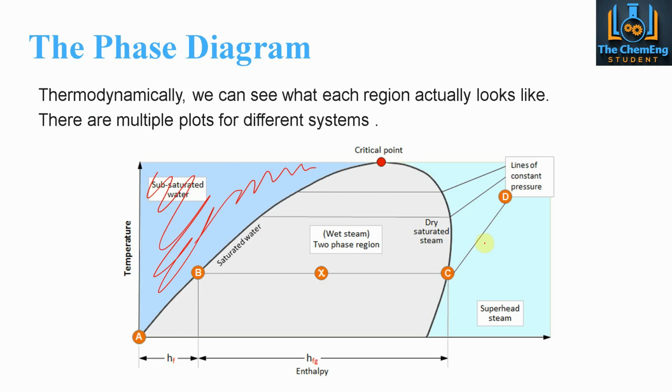Anything to the right of the saturation line is saturated vapour. So anything here, there is no liquid within the system. It is all 100% vapour. Now we do have what's called the subsaturated and the superheated regions as well. So that just means that we can take this a step further. But we look at that in a lot more detail in our thermodynamics course.